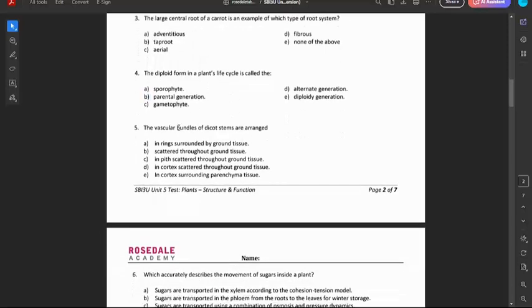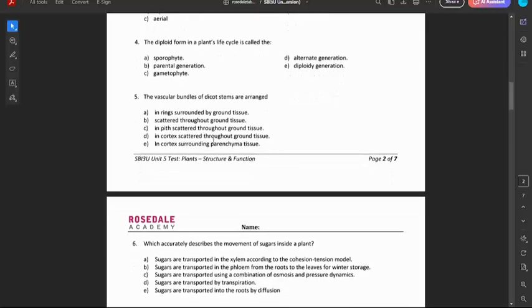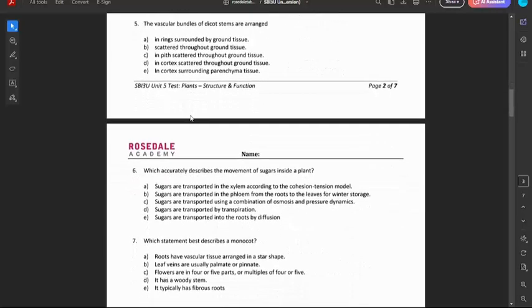Vascular bundles of dicot stems. So this one's kind of knowledge. It's in rings surrounded by the ground tissue. Where is it? Yeah, 8 right there.